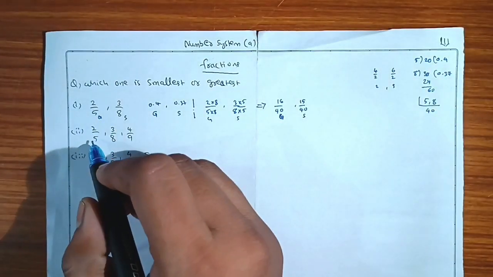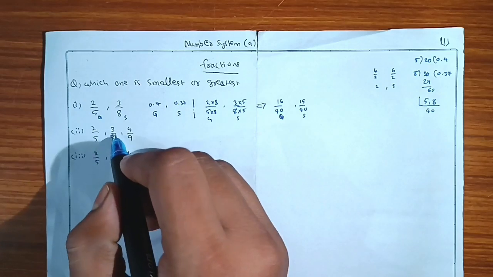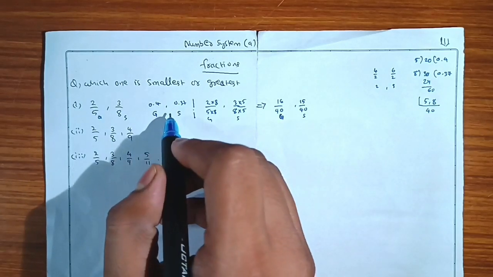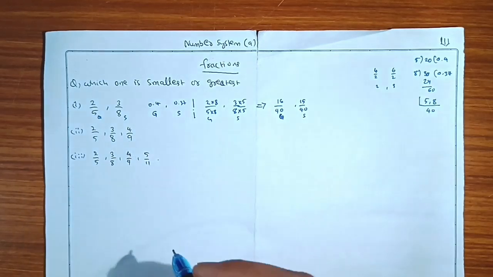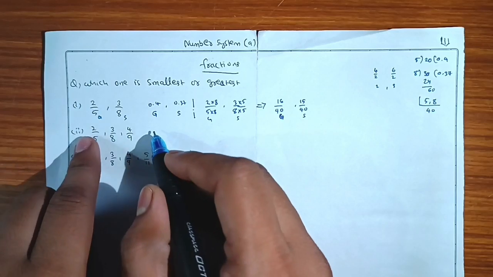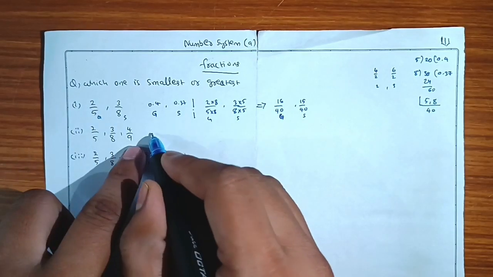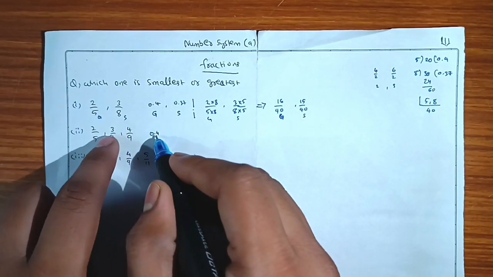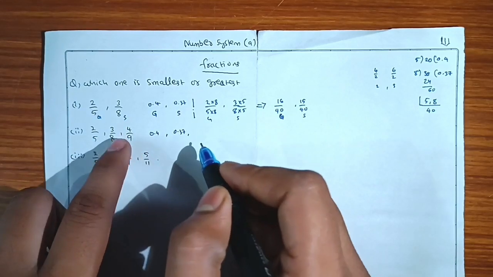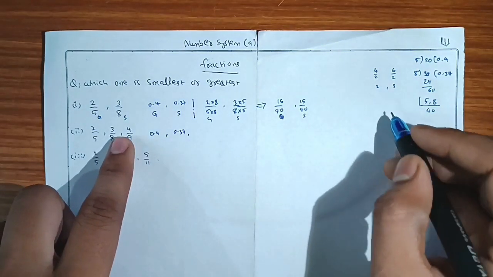Now let us move to this question. This question is 2 by 5, 3 by 8, 4 by 9. We need to find which one is the smallest and which one is the greatest. Now let us see by the basic method approach: 2 by 5, here the value is 0.4, and 3 by 8 the value is 0.37, and let us find the value for 4 by 9.